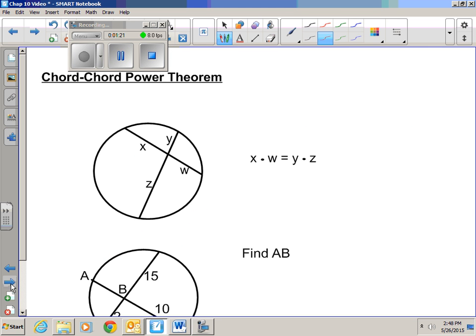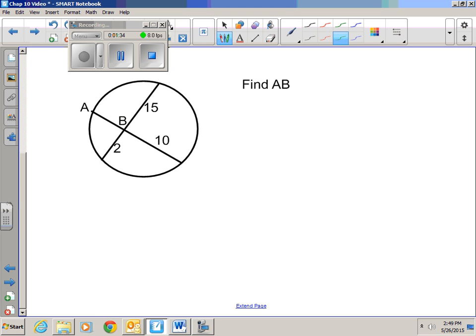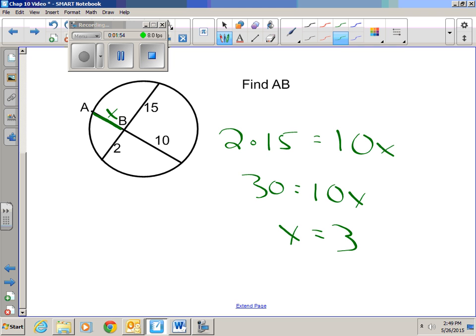So again, if you look right here, this is going to say that X times W is equal to Y times C. So if we're looking at this problem right now, find AB. So I'm looking for this length right here. I know that 2 times 15 is equal to 10 times, let's call this X, 10x. So 2 times 15 is 30, is equal to 10x. X must be 3. So the length of AB is 3.